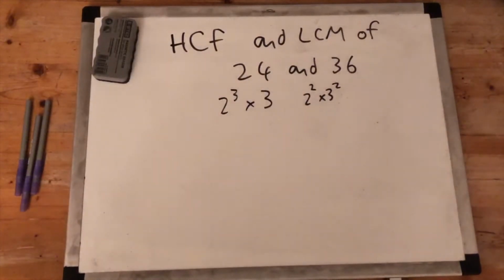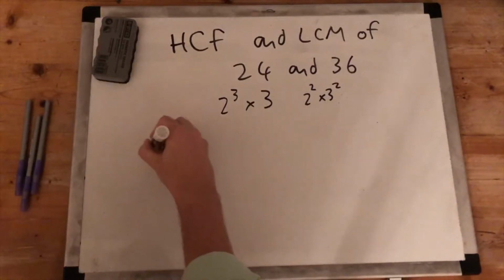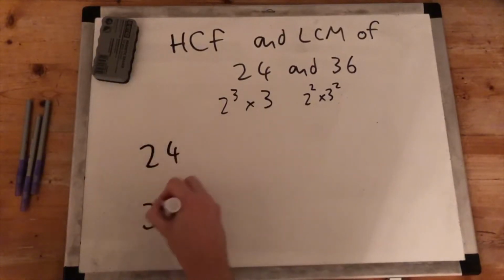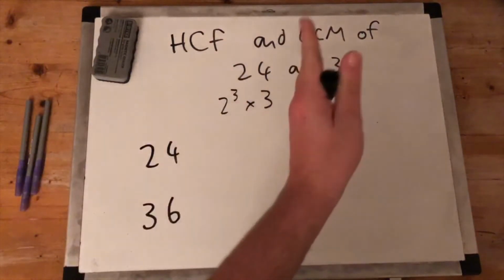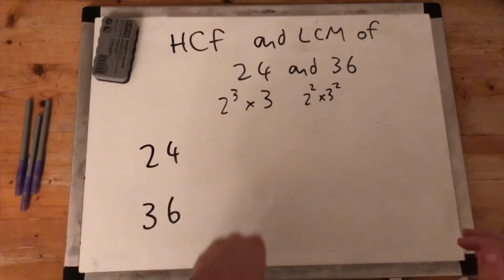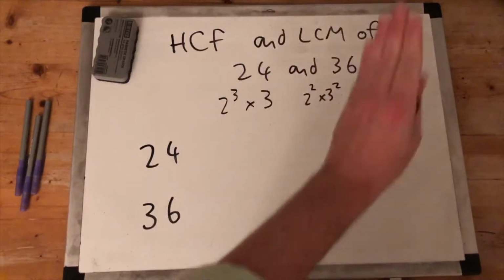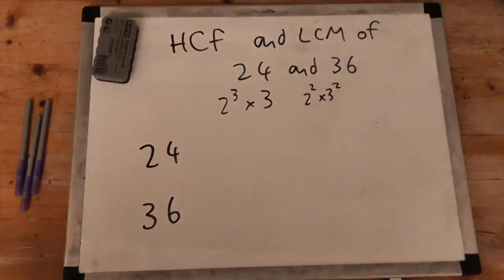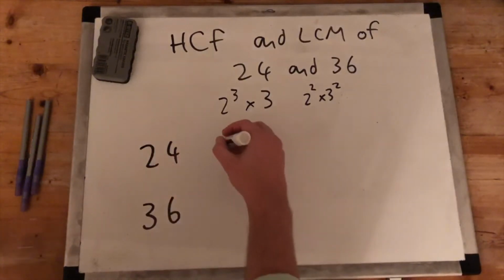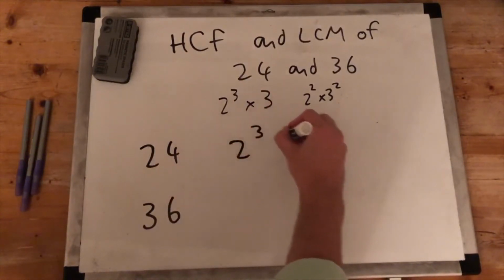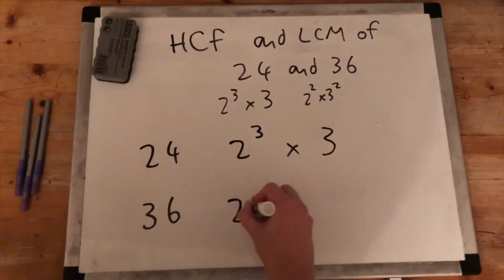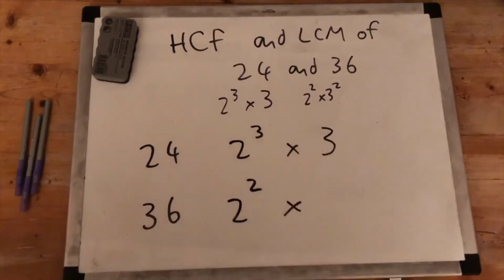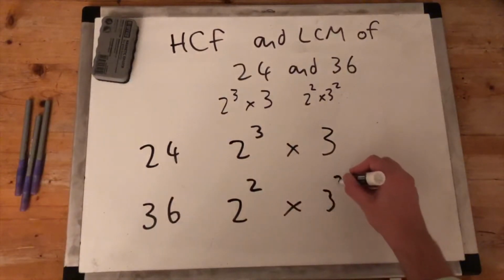you rewrite it out, but you rewrite it out really, really carefully. So we've got 24 here and 36 here. You need a different column for every single number. So you need a 2's column, a 3's column, a 5's column, 7's column, and so on. So for 24, it's 2 cubed times 3. For 36, it's 2 squared times 3 squared.